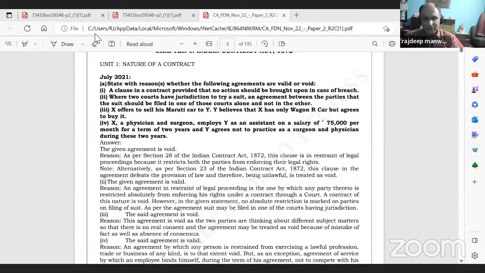Read the answer which they have written. The given agreement is void. Reason: as per Section 28 of the Indian Contract Act 1872, this clause is in restraint of legal proceedings because it restricts both the parties from enforcing their legal rights.